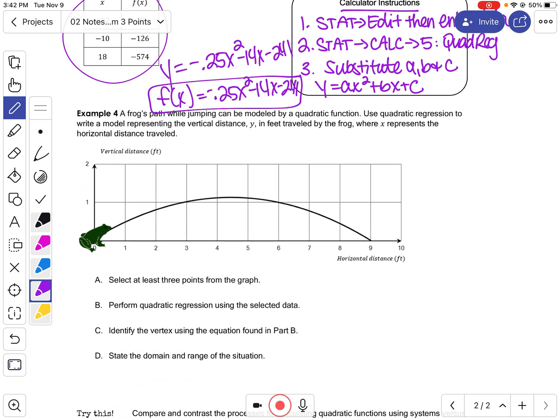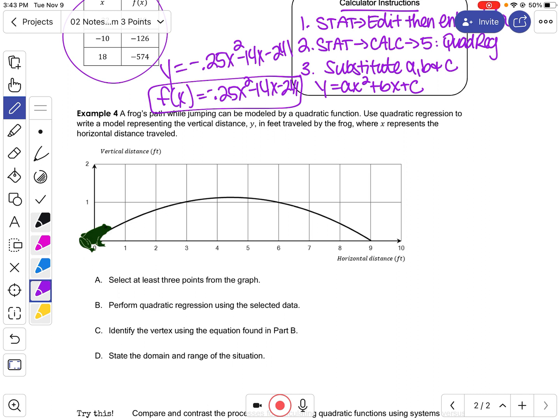So a frog's path while jumping can be modeled by the quadratic function. So here's our parabola. Use quadratic regression to write a model representing the vertical distance y in feet traveled by the frog, where x represents the horizontal distance traveled in feet. Okay, so we're going to select at least 3 points from the graph. It doesn't matter which 3 you pick.